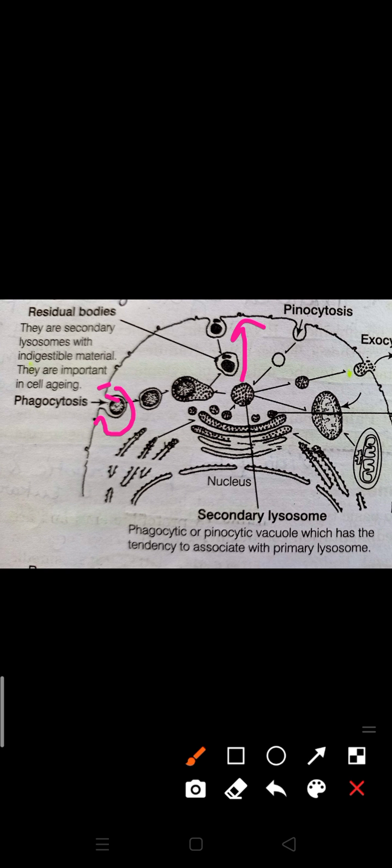So the structure of the plasma membrane: on one side it is being lost by one process, and on the other side it is covered by the same material. Okay, are you getting my point?